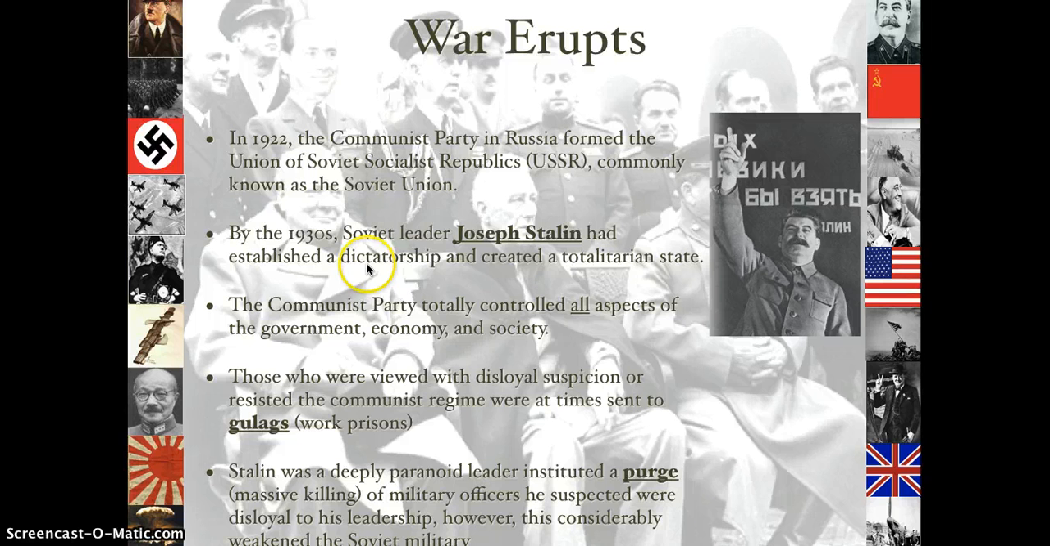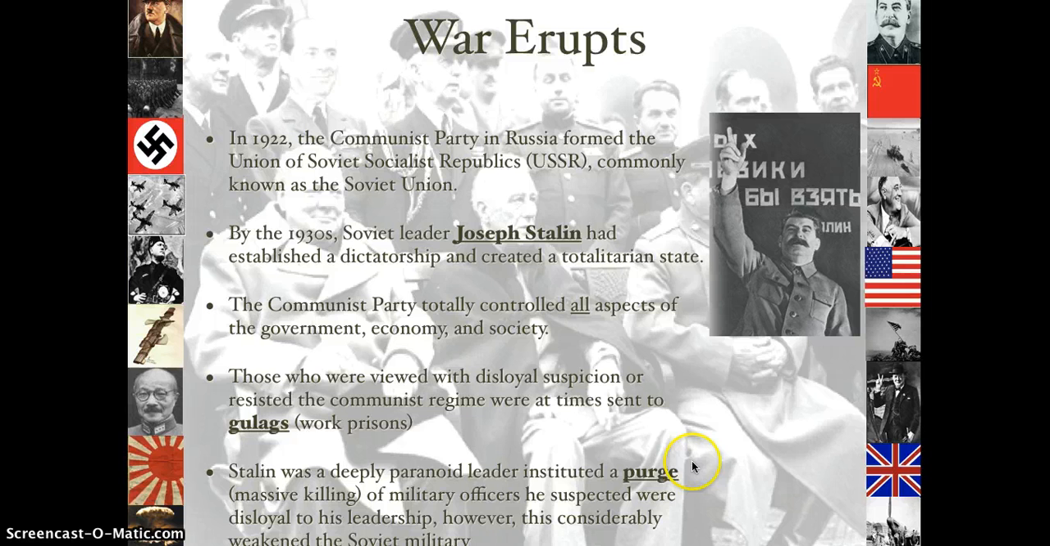And by the early 30s, Joseph Stalin has control over the Soviet Union, and he will be a historical example of a dictator, someone who will rule with an iron fist. The Communist Party controls all aspects of life. It's the government, the economy, and society. This is a totalitarian state in its finest form. And those who were viewed as disloyal or resisted the communist powers were sent to gulags, or work camps, or work prisons. We'll see the Soviets will be pretty famous for sending people they don't like away. And so the Soviet Union is a pretty repressive regime.